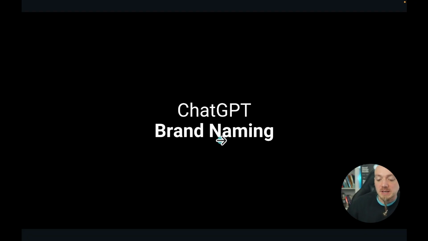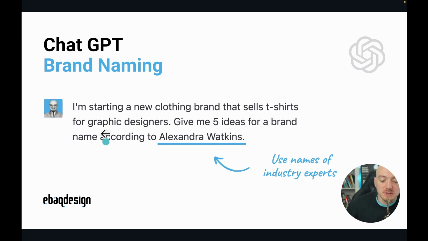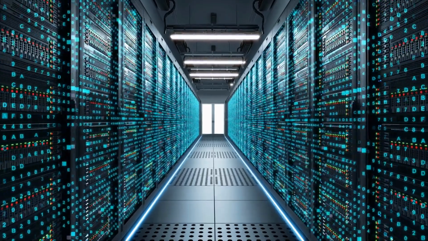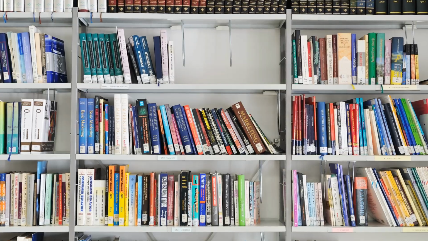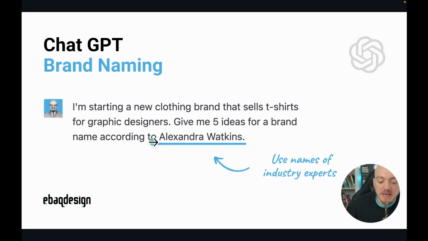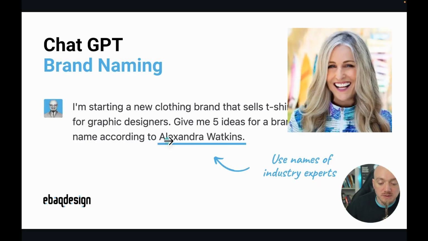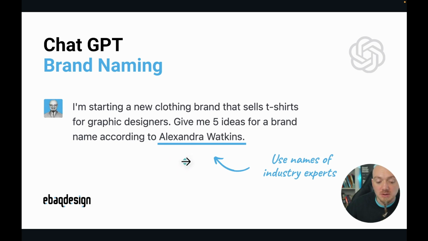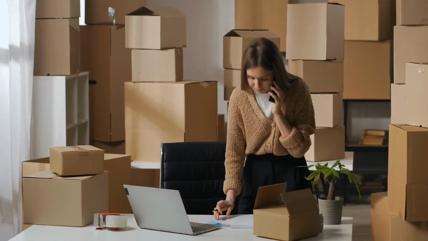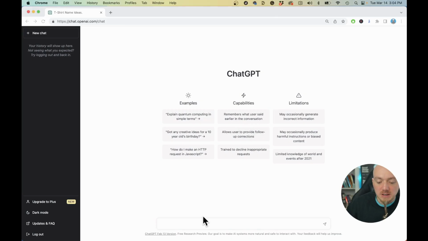So let's start with brand naming, because ChatGPT was trained with all of that data, meaning it was fed with all of these books, so we can actually refer to naming experts like Alexandra Watkins, for example, to get better results. But of course, you will have to give it some context, like what is your brand? What are you going to sell and to whom? So let's dive right into it.